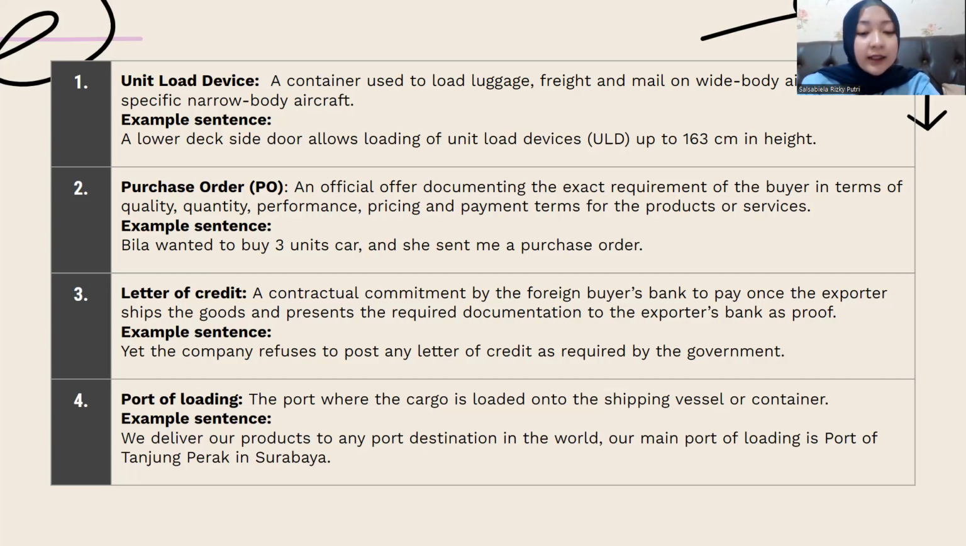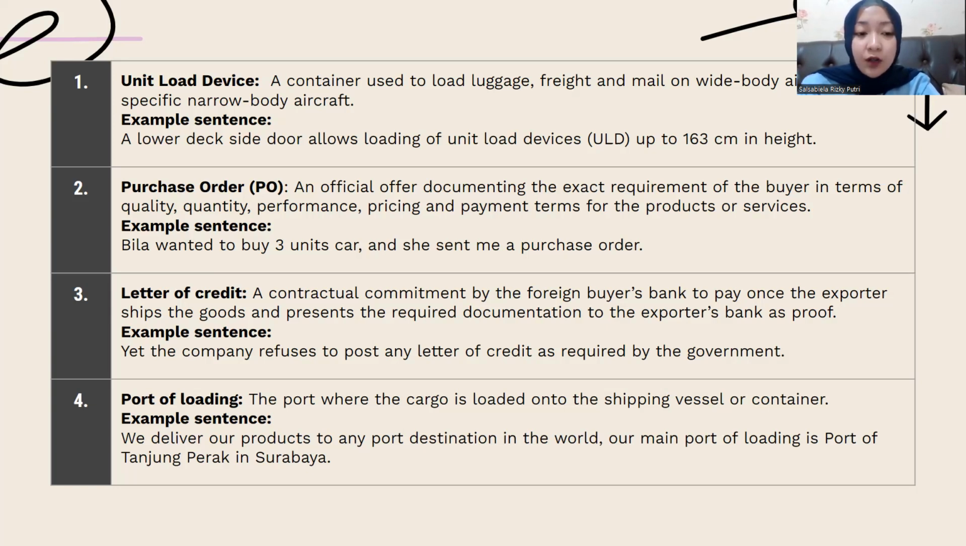And third, letter of credit: a contractual commitment by the foreign buyer's bank to pay once the exporter ships the goods and presents the required documentation to the exporter's bank as proof. An example sentence is, "Yet the company refused to post any letter of credit as required by the government."